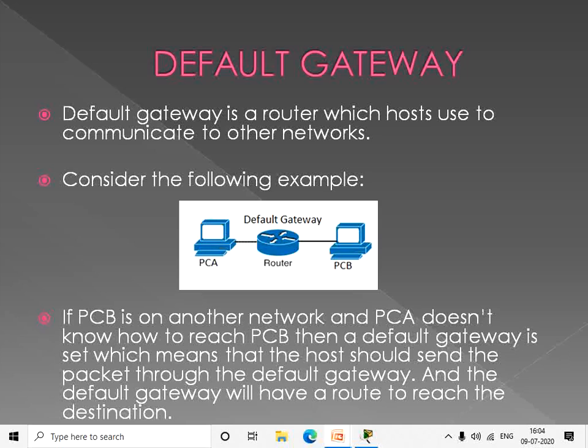Default gateway. Default gateway is a router which hosts use to communicate to other networks. Consider the following example with a PC, a router and another PC. If PC B is on another network and PC A does not know how to reach PC B, then a default gateway is set, which means that the host should send the packet through the default gateway, and the default gateway will have a route to reach the destination, which means that the router will have a route to reach PC B.